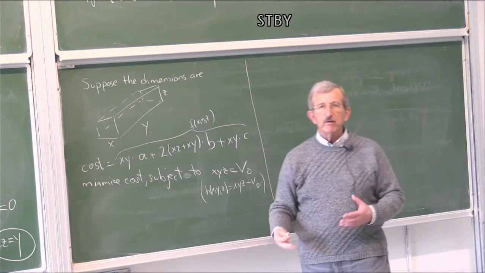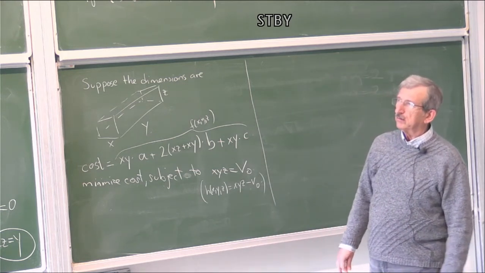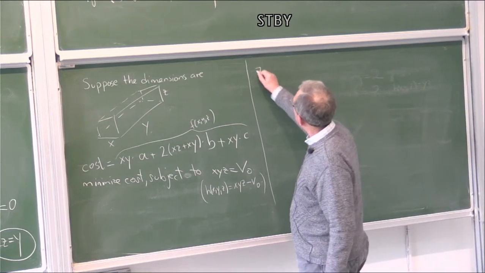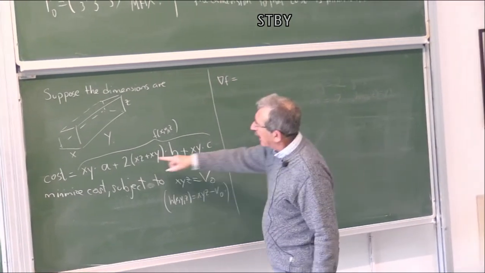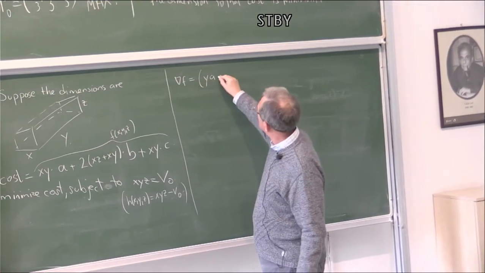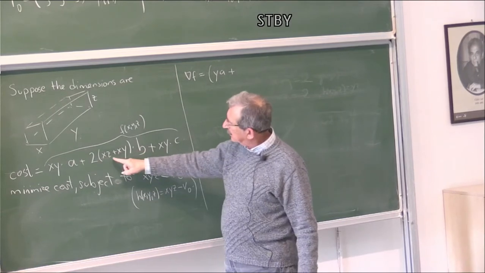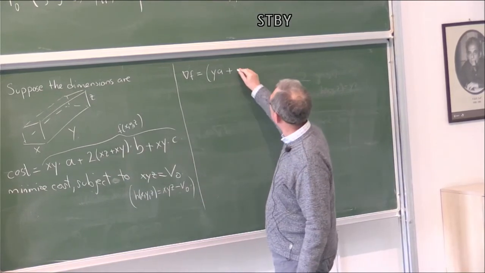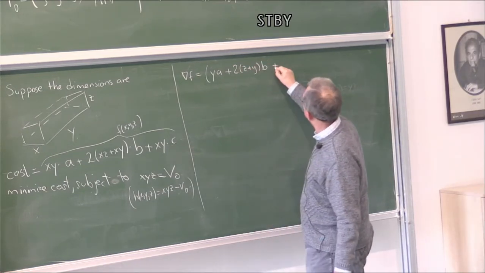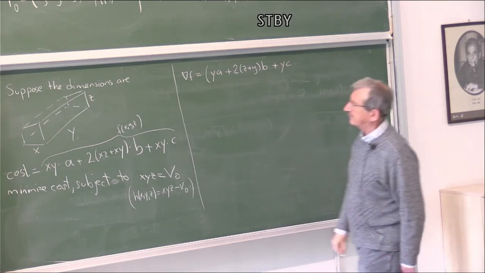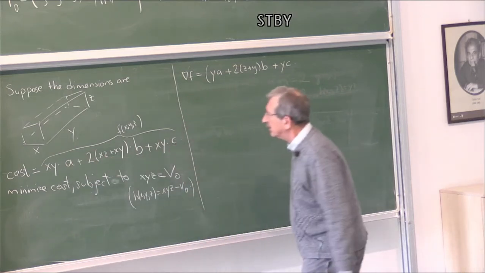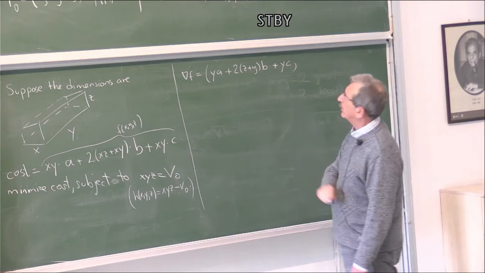So we will have a system of 4 equations to solve. We calculate gradient f. Gradient f would be the derivative with respect to x, so ya plus 2z, 2zb plus yc. Actually, we have here y times a plus c. Anyway, this is the derivative with respect to x.